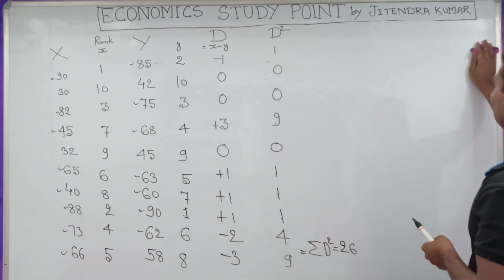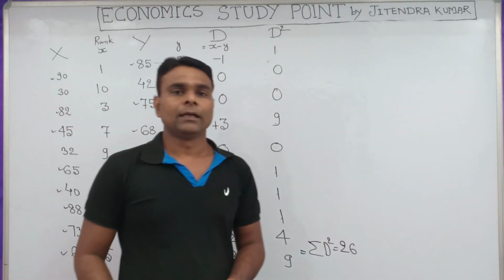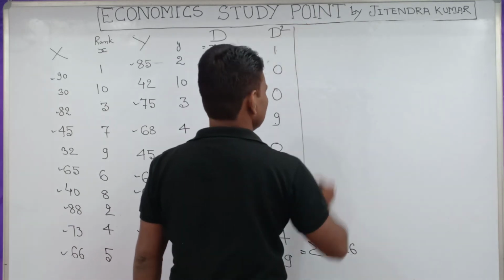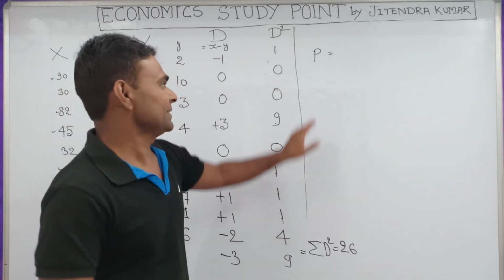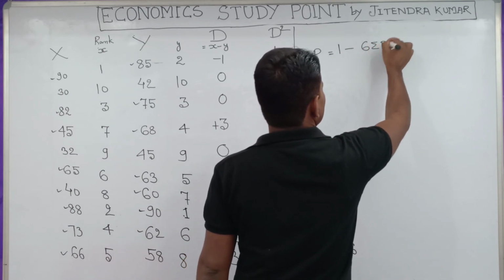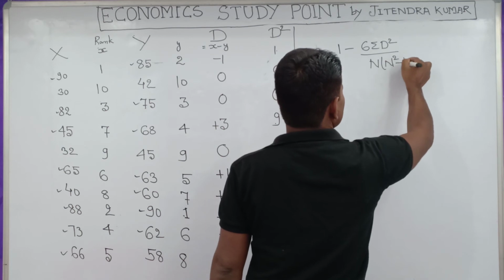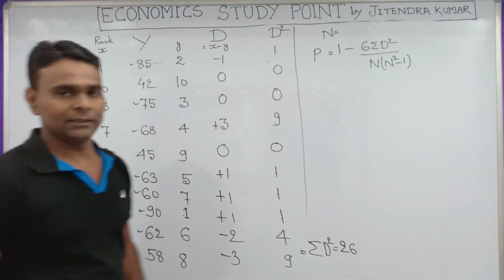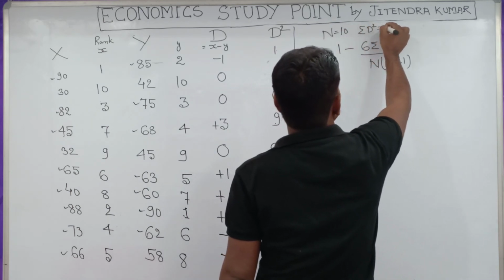Now, we know the formula for calculation of the Spearman rank correlation coefficient: rho, denoting the Spearman rank correlation coefficient, equals 1 minus 6 summation of D square divided by N into N square minus 1, where N is the number of observations. There are 10 students, as written in the question. And summation of D square equals 26.